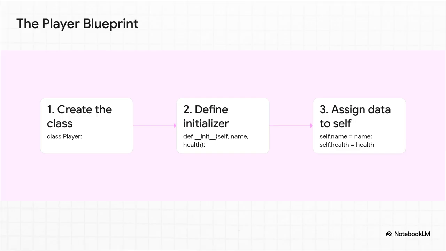And notice what's first in the parentheses: self. It always has to be the first parameter. This is how Python hands the object a reference to itself. Then those next lines, self.name = name and self.health = health, that's the key. We're telling the object, take the name and health you were just given and attach them directly to yourself.